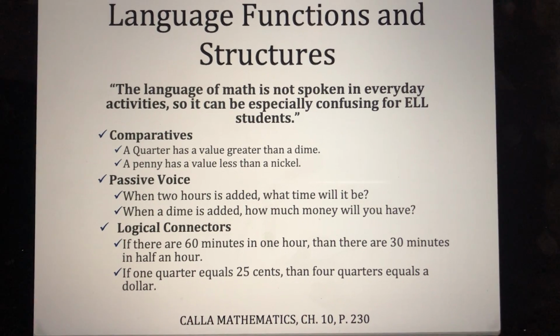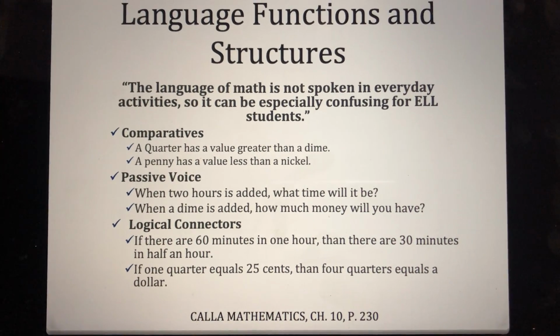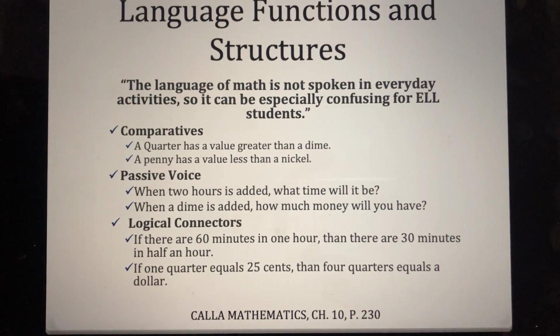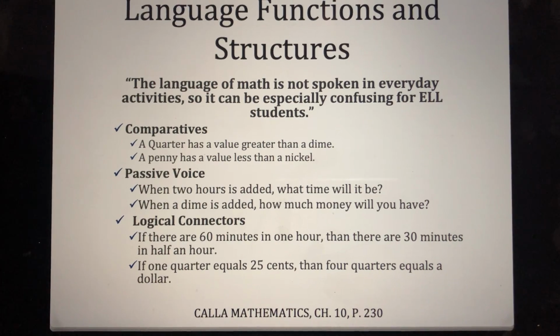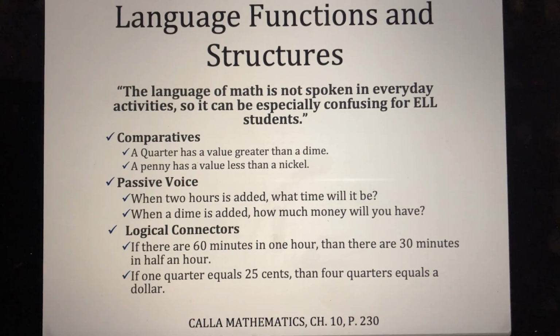That's really abstract for the kids because they don't necessarily have the foundation or the number sense that 30 is half of 60. So that 30 minutes is half of 60 minutes is especially difficult for them. And then, if 1 quarter equals 25 cents, then 4 quarters equals $1.